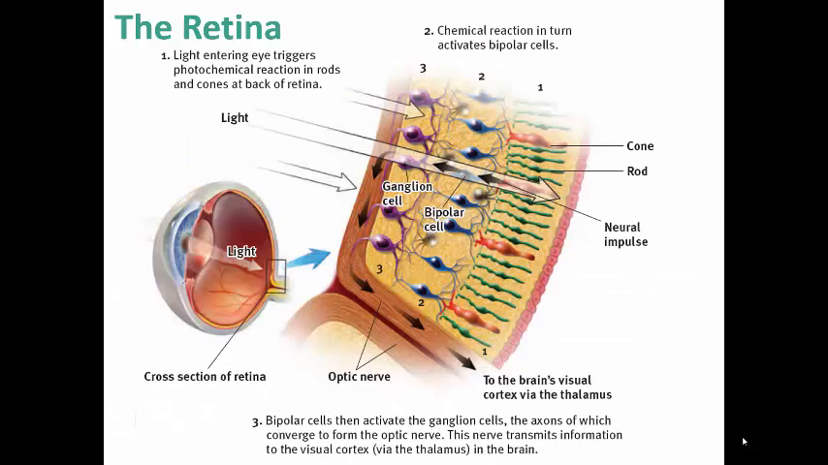So here is kind of a more in-depth view of the retina. Light entering the eye triggers photochemical reaction in the rods and cones at the back of the retina. The chemical reaction in turn activates bipolar cells. It's different than obviously bipolar disorder, but these are bipolar cells. And these bipolar cells then activate the ganglion cells, the axons of which converge to form the optic nerve. This nerve then transmits information to the visual cortex via the thalamus in the brain.